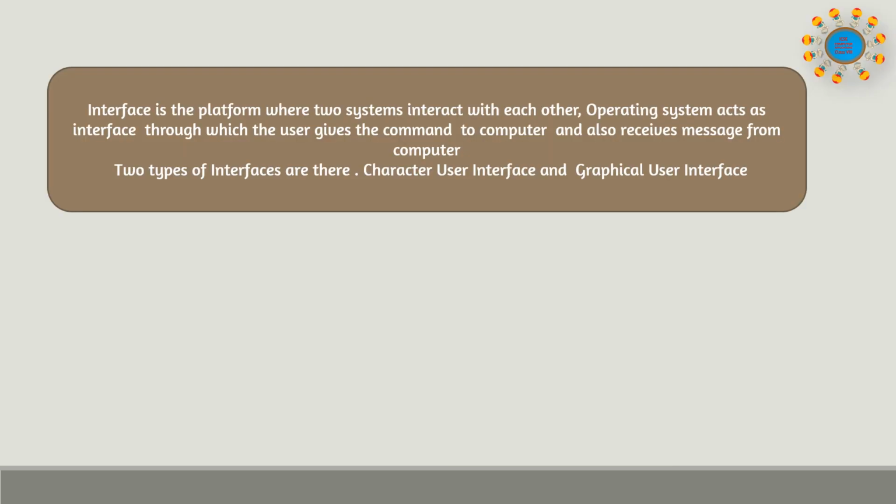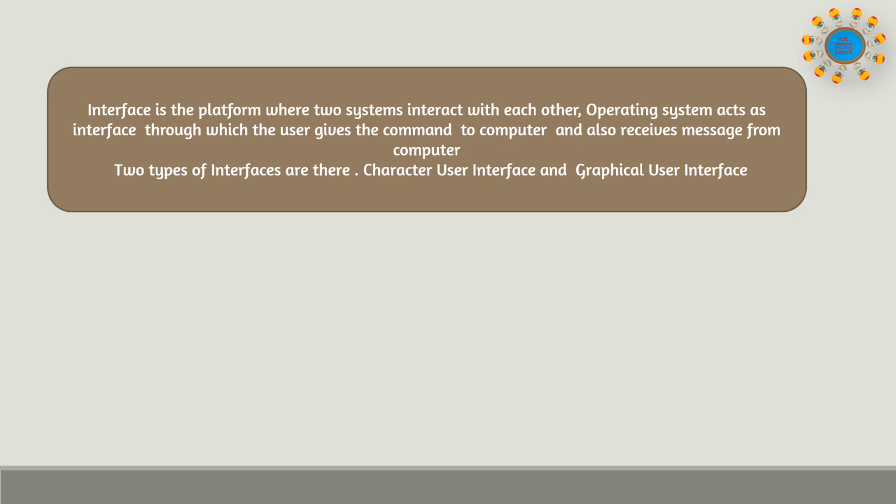Now coming to interface. Interface is the platform where two systems interact with each other. An operating system acts as the interface through which the user gives commands to the computer and also receives messages from the computer. Just think, you have a computer and no operating system. You will not be able to do any work on the computer. So we must have an operating system, then only can we give commands to the computer, and then the computer after doing it can send us the message.